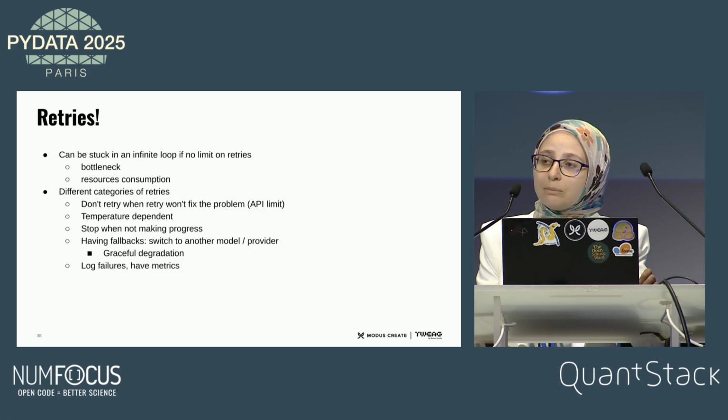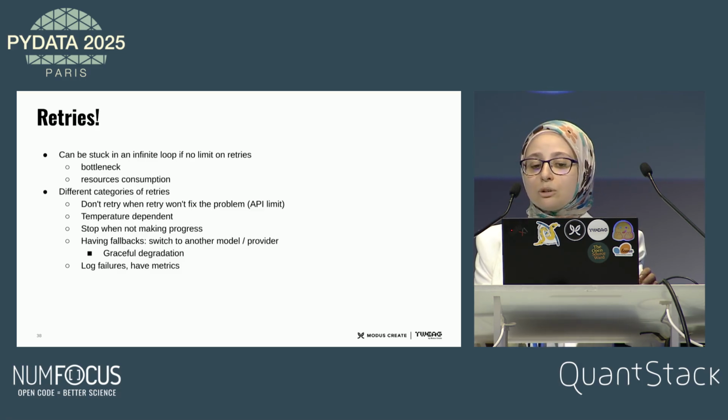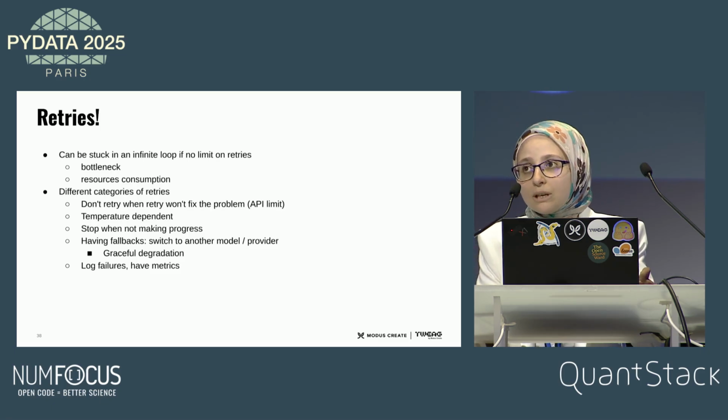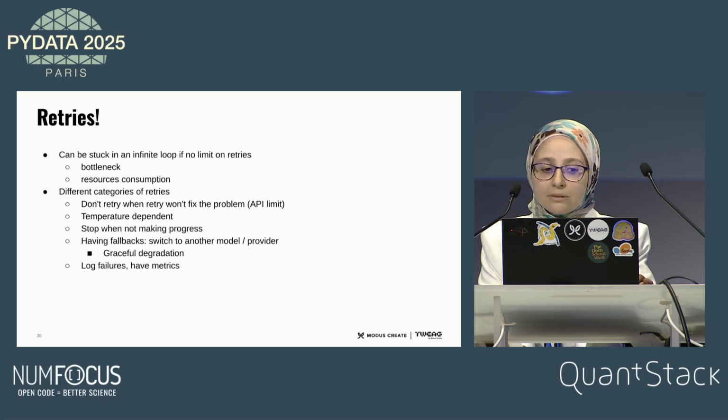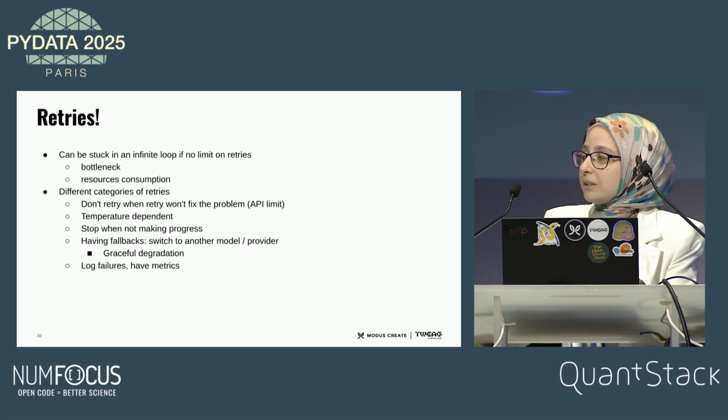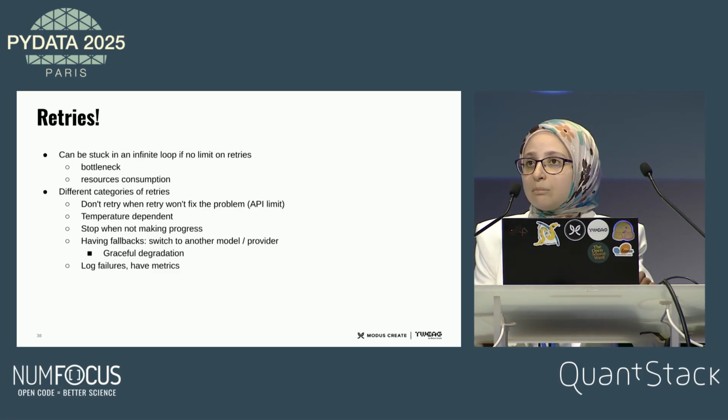And you have to think about fallbacks. So you have to think about switching to another model or provider if your system is in production and you can't tolerate that it just stops. You need graceful degradation.